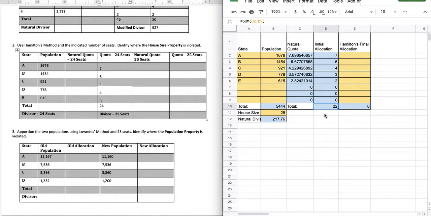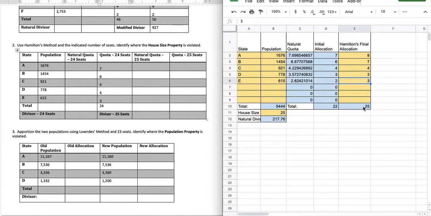We need 3 more. So the highest decimal: 6.9, 6.7, 2.2, 5.7, 8.2. So 8.2 is the highest. That goes up from 2 to 3. 0.69 is the next highest. That goes up from 7 to 8. And 6.7 goes from 6 to 7. The others stay the same.